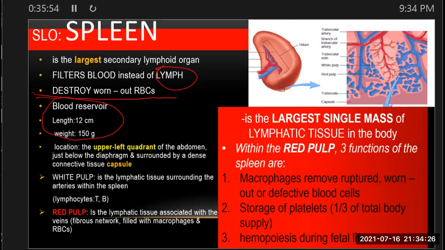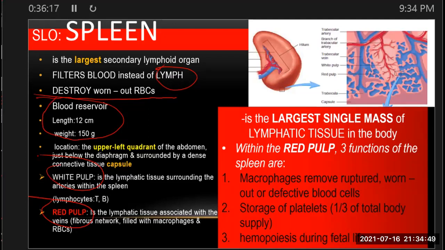It is an organ on the left side of the peritoneal cavity and has both immunological and non-immunological functions, composed of two types of tissues called the red pulp and the white pulp. So we have the red and the white pulp. So again, what are those? Two types of tissues that constitute the spleen.